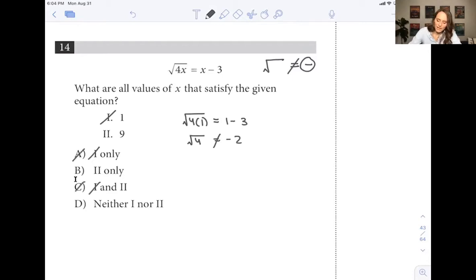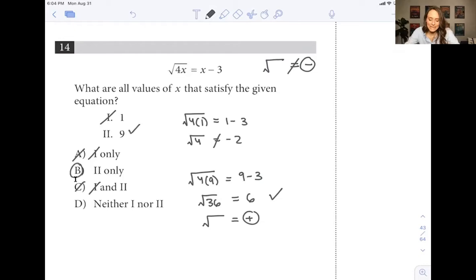Next, we're going to check our 9. So 4 times 9 equals 9 minus 3. That's going to give me 36. The square root of 36 equals 6. That works. I have an even root equal to a positive number. That's fine. So 9 works. So it has to be B.